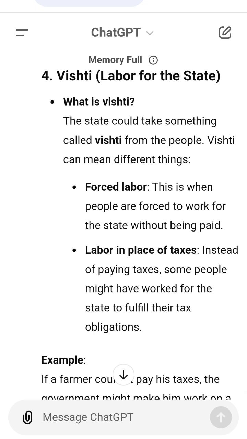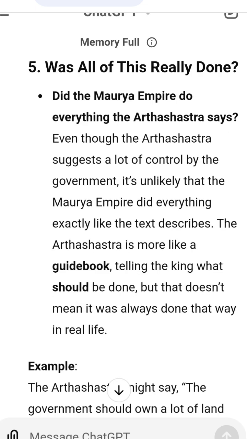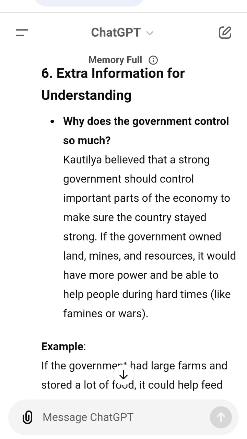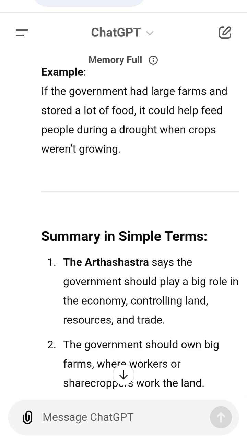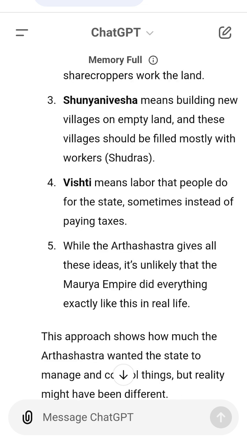Summary in simple terms: 1. The Arthashastra says the government should play a big role in the economy, controlling land, resources and trade. 2. The government should own big farms where workers or sharecroppers work the land. 3. Shunyanivesha means building new villages on empty land, and these villages should be filled mostly with workers, Shudras. 4. Vishti means labour that people do for the state, sometimes instead of paying taxes. 5. While the Arthashastra gives all these ideas, it's unlikely that the Maurya Empire did everything exactly like this in real life. This approach shows how much the Arthashastra wanted the state to manage and control things, but reality might have been different.